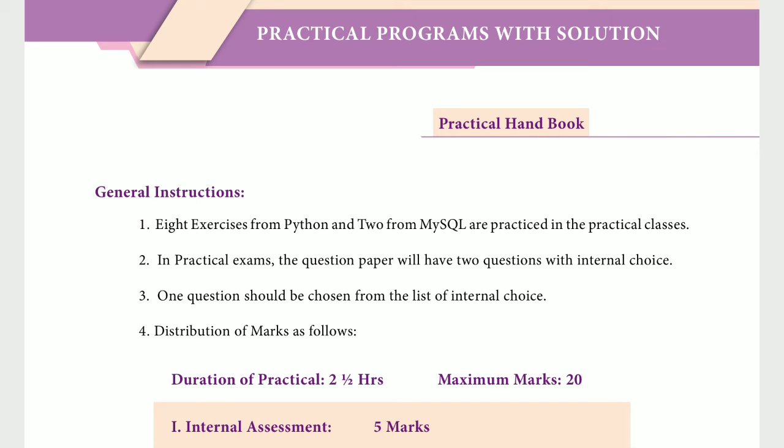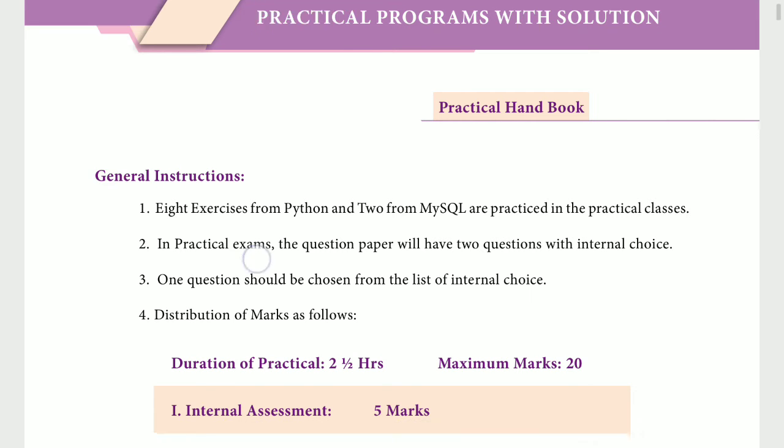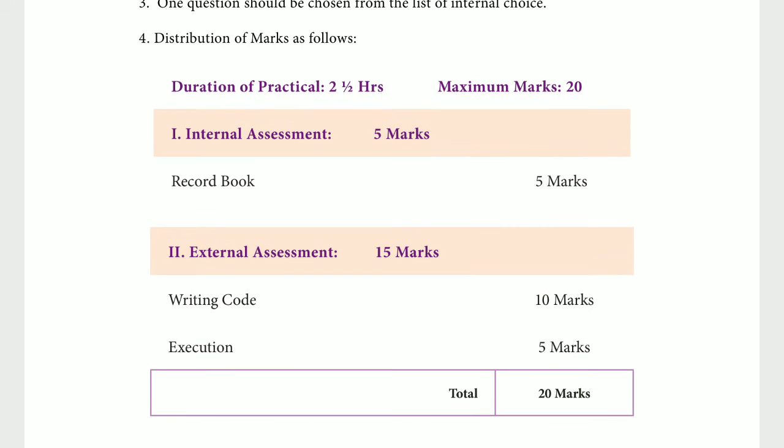In the practical exam, the question paper will have two questions with internal choice. One question should be chosen from the list of internal choices. Distribution of marks is as follows: record is 5 marks, writing code 10 marks, and execution 5 marks.